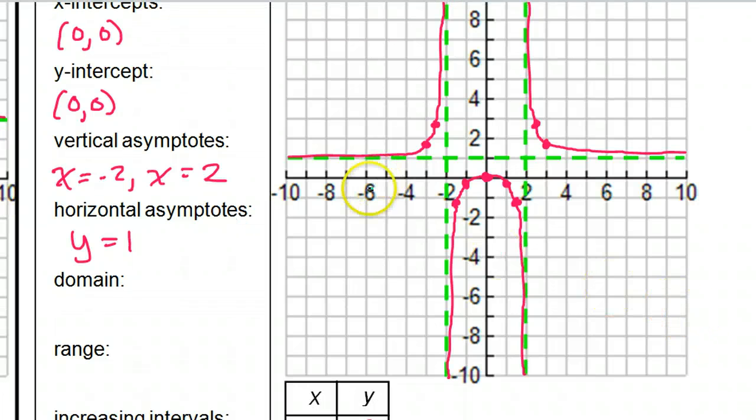Now the domain. Looking at the x values from left to right, each one of these branches is going to give us part of the domain. So this branch right here, remember only x values please. This branch goes from negative infinity to negative 2. So negative infinity to negative 2. Union. The middle branch goes from negative 2 to positive 2. Negative 2 to positive 2. And the last branch goes from 2 to infinity.